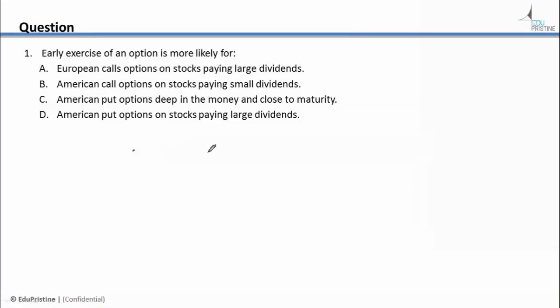So let's say it's a call and I have the right to buy at $50. This $50 price is called the strike price, or sometimes the exercise price, at which I have the right to buy or sell. Right now the stock is at $60. Now if I exercise it right now, how much will I make? I'll make $10, because I have the right to buy at 50.